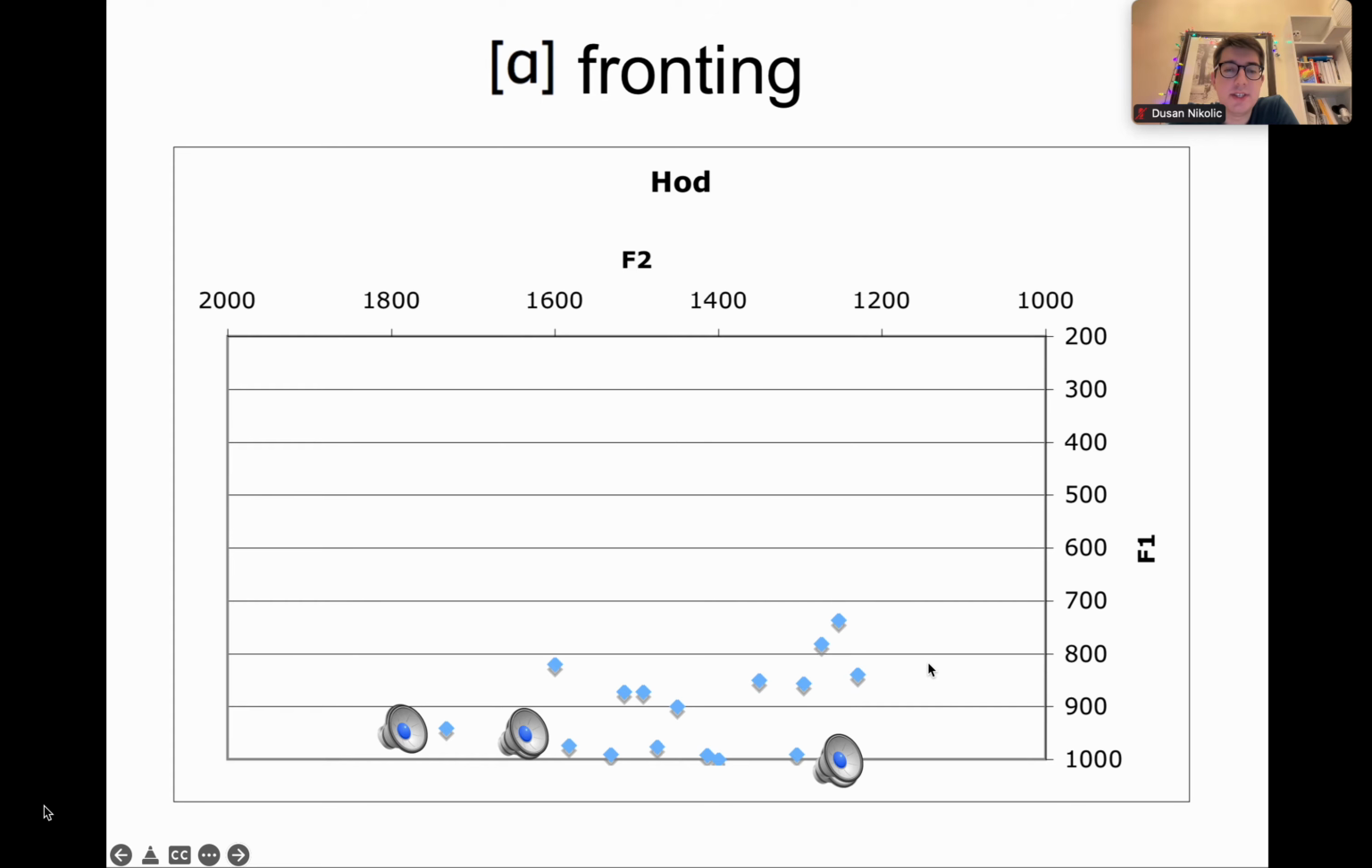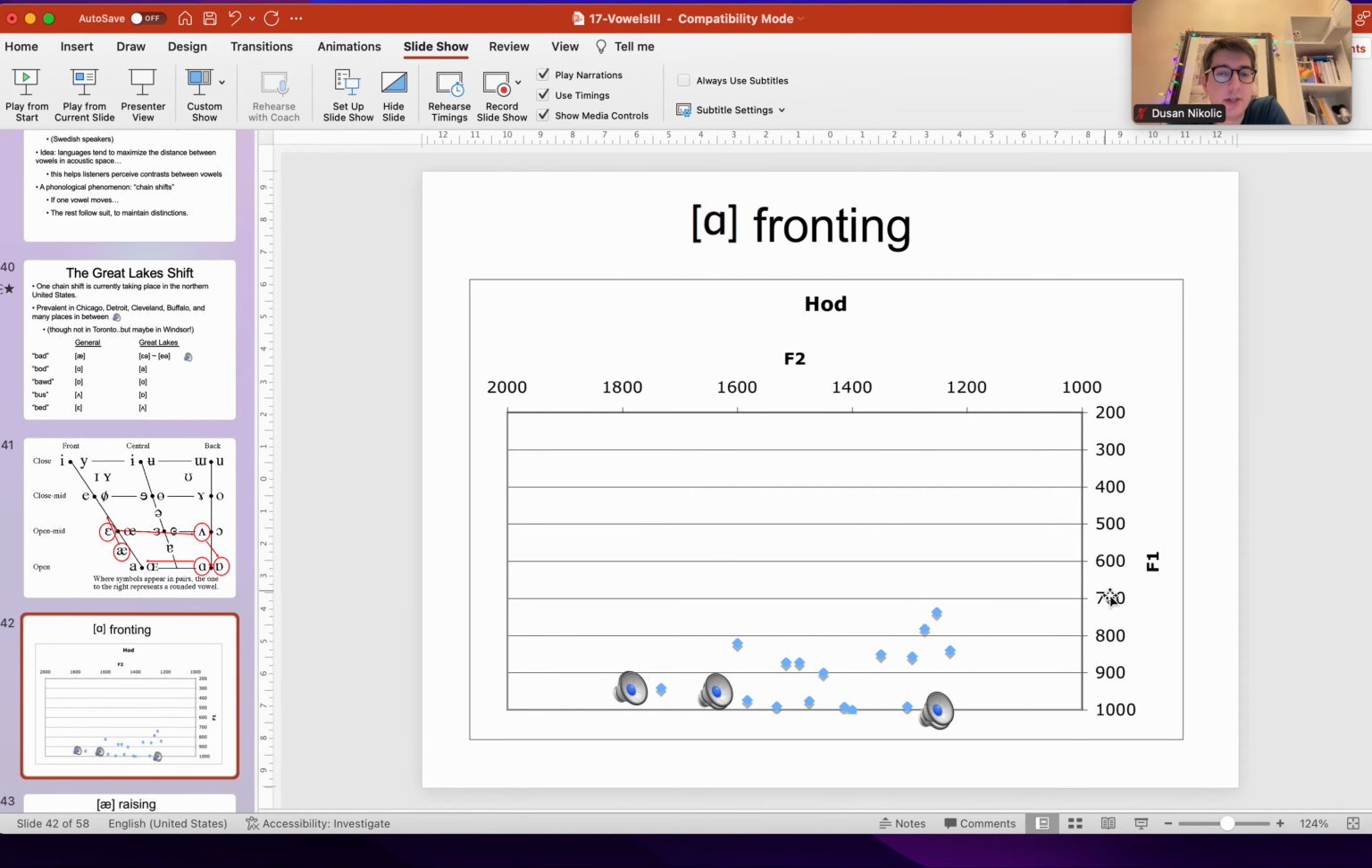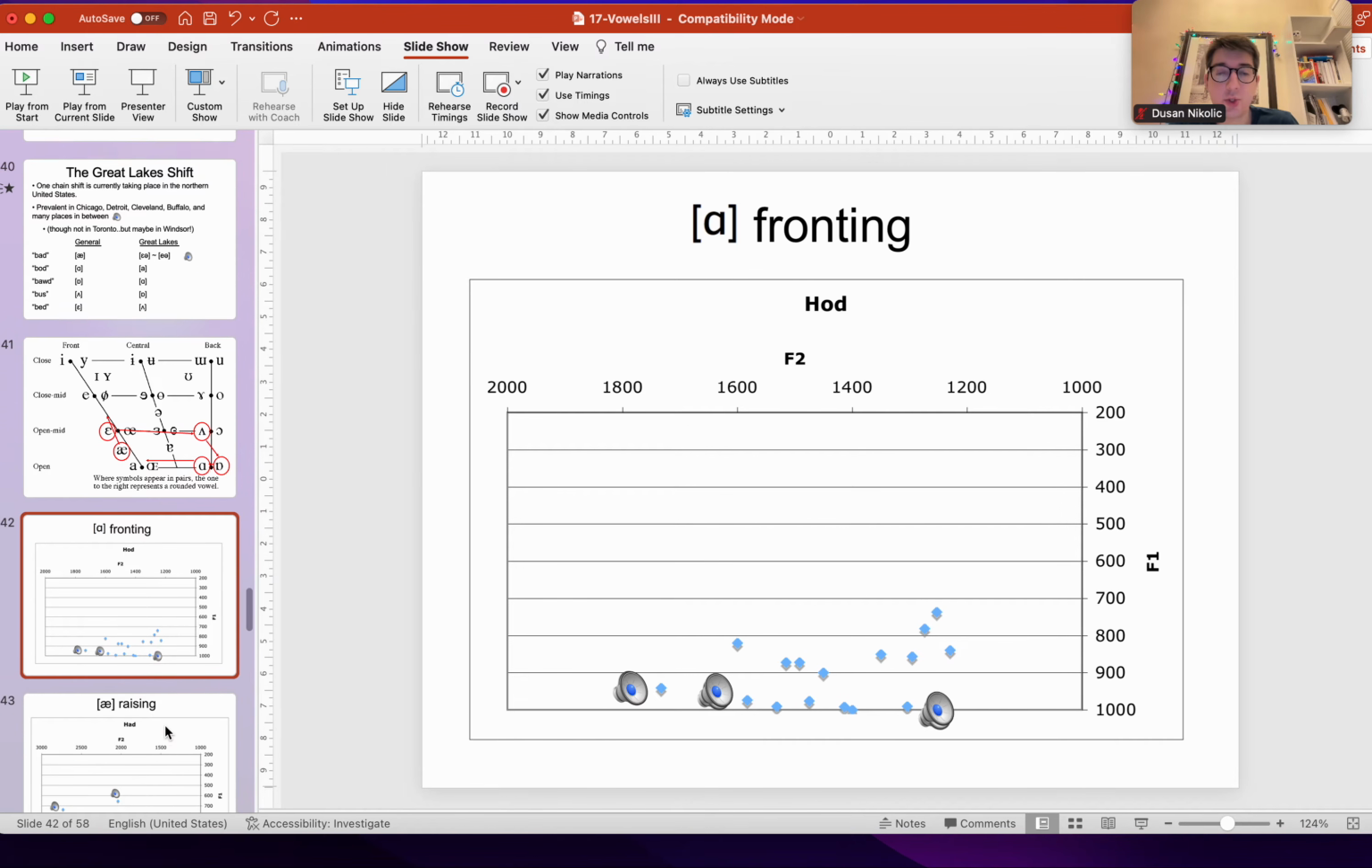And this is what it sounds like, the fronting. So hard should be somewhere here, I guess. High F1, relatively low F2. Hard. And you can see all of these dots, which are actually how some speakers produce them, but when you front this vowel, it sounds like this. Hard. Hard. Hard. Even fronter, had, right? So it has now a high F2.